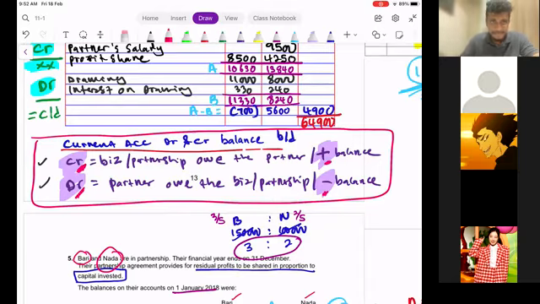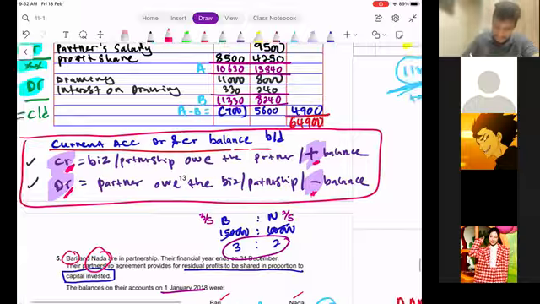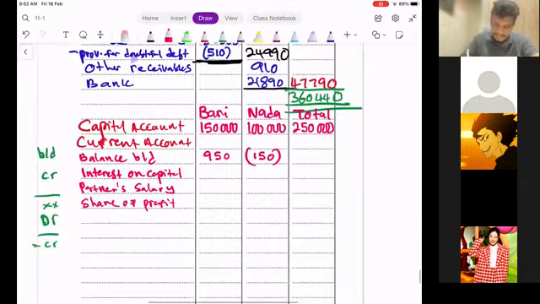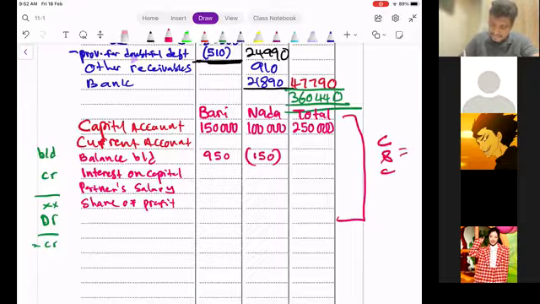Okay, the formula. Another question, what we are doing, is it liability? No, it's not liability, it's capital. Capital and current account will be in a capital section. We are doing the capital section. Understand now?